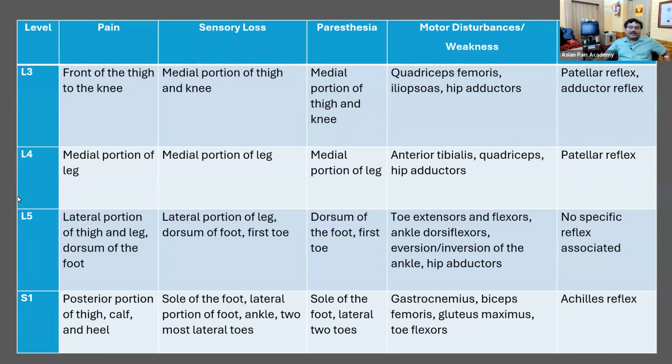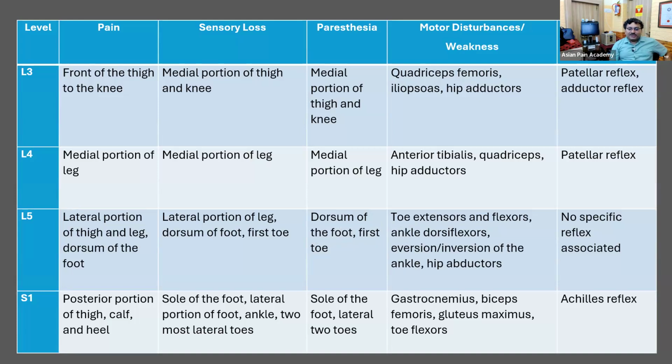Next, coming to the L5, this is one of the most common. L5 and S1 are the most common origin of pain. So it affects the lateral portion of the thigh, leg, and dorsum of the foot, and sensory loss goes to the lateral portion of the leg, dorsum of the foot, and the first toe. And here the great toe is mainly involved, and extensor hallucis longus, the toe extensors and flexors, ankle dorsiflexors, eversion and inversion of the ankle, hip abductors. So multiple muscles are involved, but it is not specifically associated with a reflex.